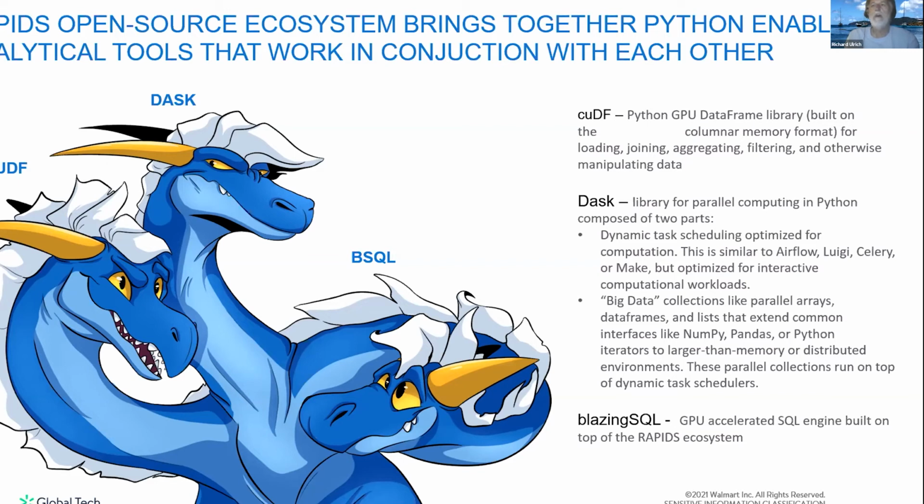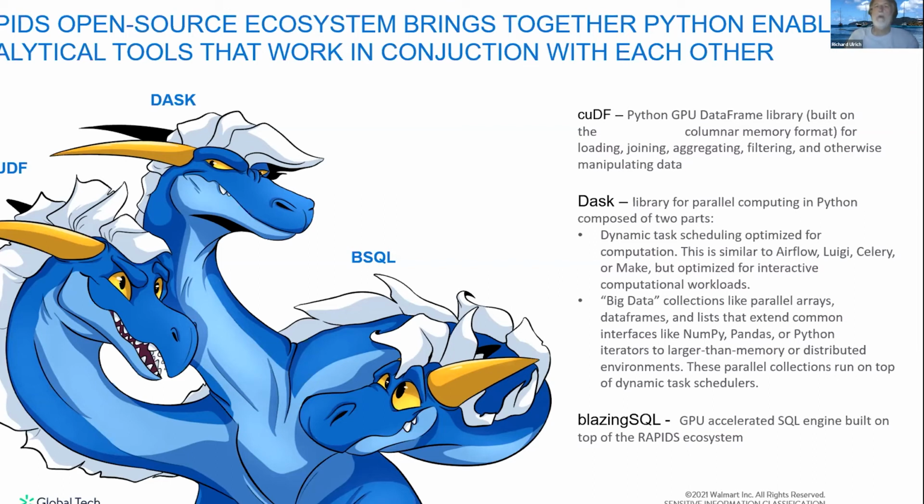Basically cuDF is the GPU acceleration of your database functions, your ETL functions, your feature engineering. Basically, it's a replacement for pandas. It was mentioned by Peter and others. It's key to scaling up data science and feature engineering. Dask allows us to scale out to multiple GPUs, and BlazingSQL is a SQL engine built on top of the RAPIDS ecosystem.